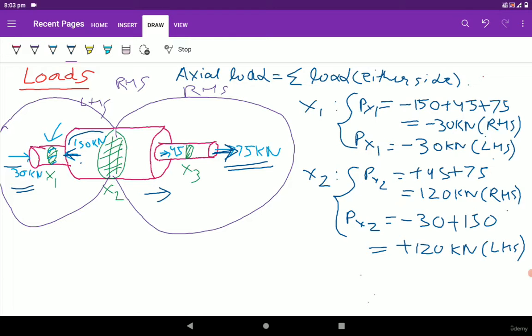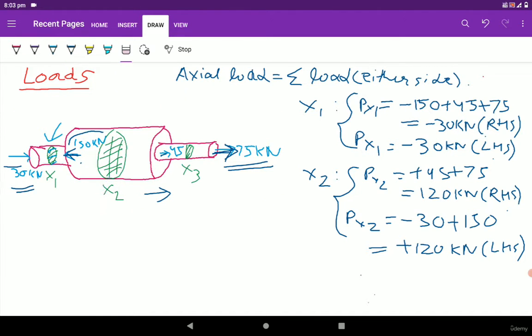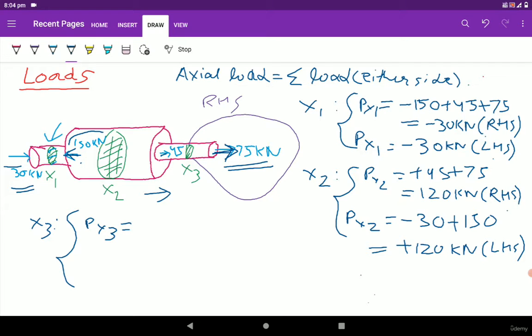Now let's calculate the axial loading for the x3 cross section. We are going to follow the same concept. Let's consider the right hand side cross section first of the x3 cross section. So for the x3 cross section, Px3 is equal to plus 75, because it is subjected to the tensile loading. So plus 75 kilonewton from the right hand side.